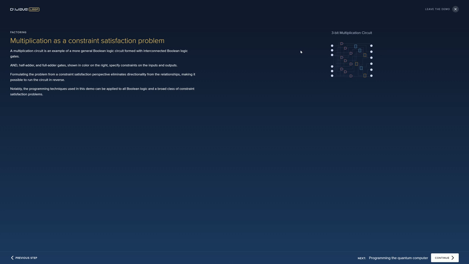7 times 7 is 49. 49 divided by 7 is 7. And that 7 times 7 is 49 again. Making it possible to run the circuit in reverse. Because 49 divided by 7 is 7. 7 times 7 is 49. Awesome. Notably, the programming technique used in this demo can be applied to a Boolean logic and a broad class of constraint satisfaction problems.